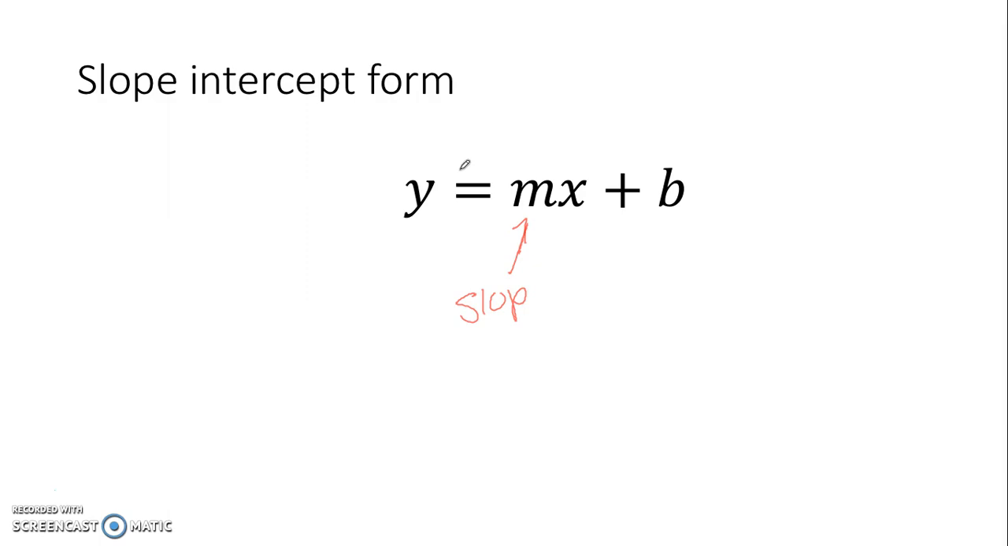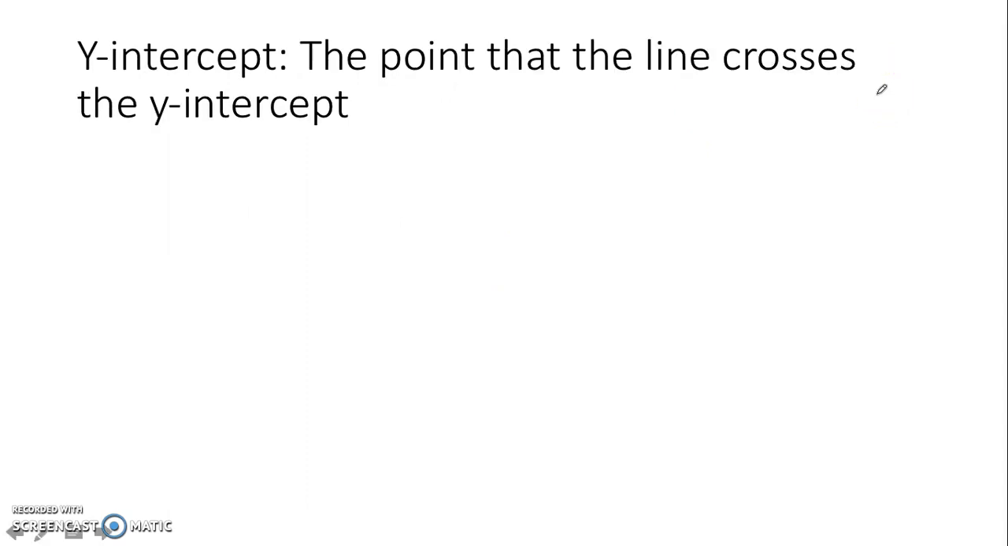These are the variables that we're going to check ourselves with to plot points and to see if these points lie on the graph or on the line. And then b, this one's new. This is called our y-intercept. Now, the y-intercept is the point that the line crosses the y-axis.